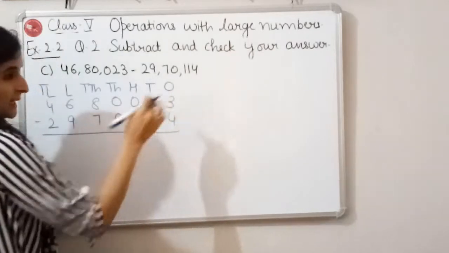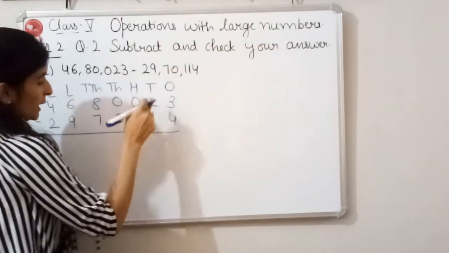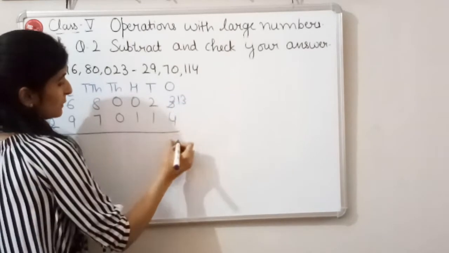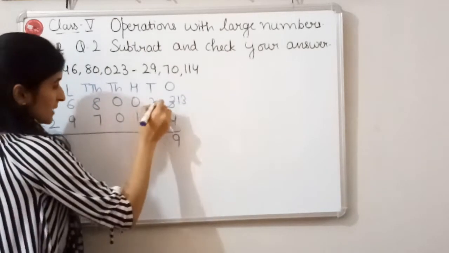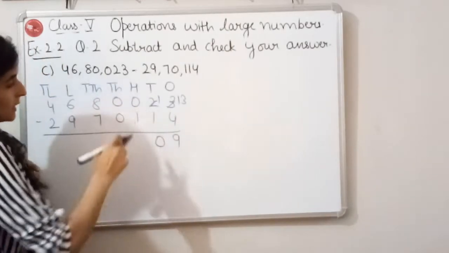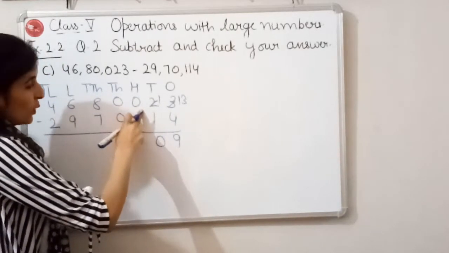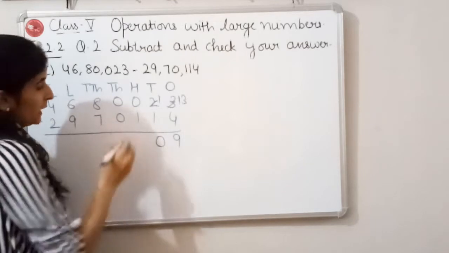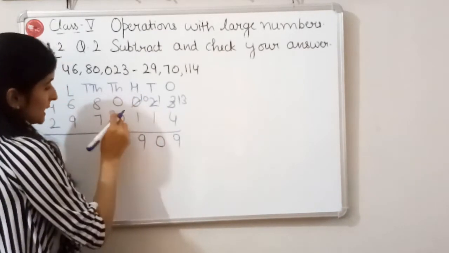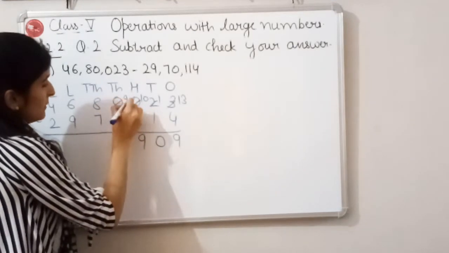So here the digit is smaller, so we will take one borrow from this. This will become 13. 13 minus 4 is 9. This will become 1. 1 minus 1 is 0. Now here again it is smaller, so we will take one borrow from here. 10 minus 1 is 9. This was 10, so this will become 9.